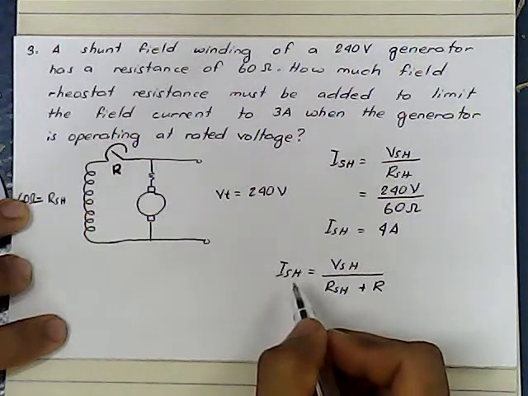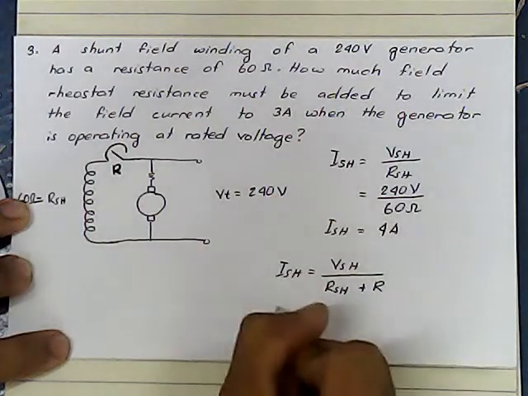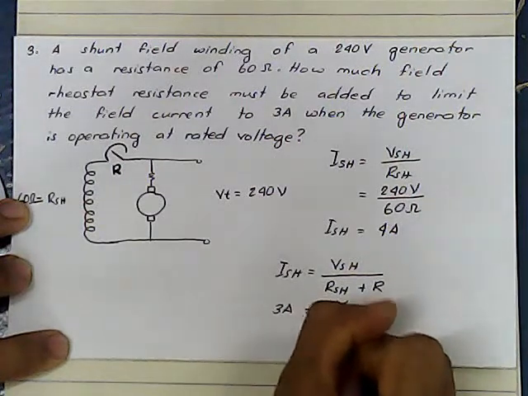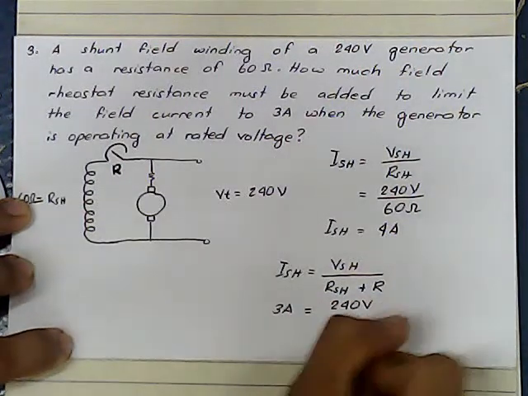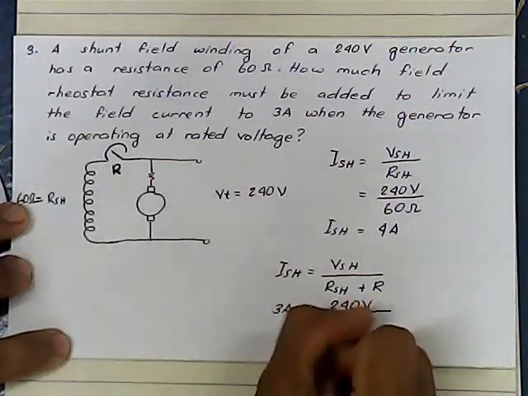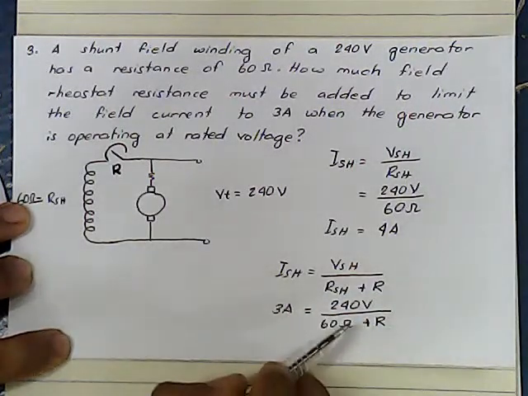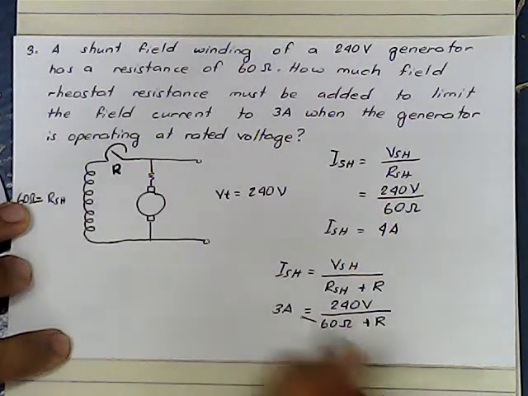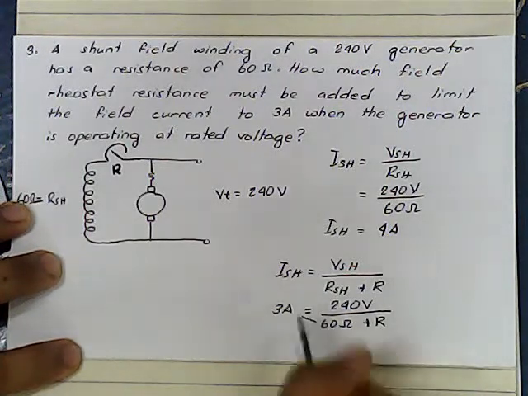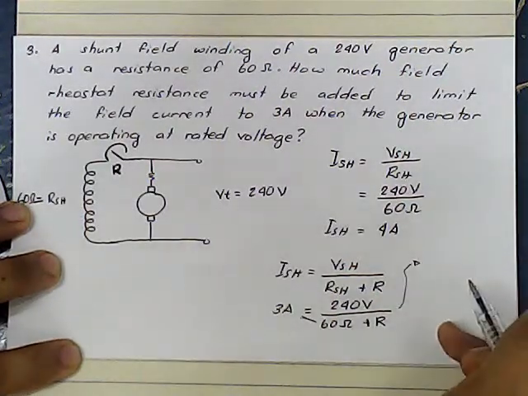Okay. Ngayon, substitute natin yung mga given. Ang kinakailangan kasi natin dito is the ISH should be equivalent to or limited to 3 amperes. So, 3 amperes is equal to, yung VSH natin, still that is equivalent to 240 volts. Divide this by, so we have RSH is 60 ohms plus hinahanap natin yung R. So, cross-multiply lang po natin ito. Okay. Huwag muna tayong mag-shift solve para hindi ma-damage yung ating algebra. Okay. So, continue natin yung solution dito.